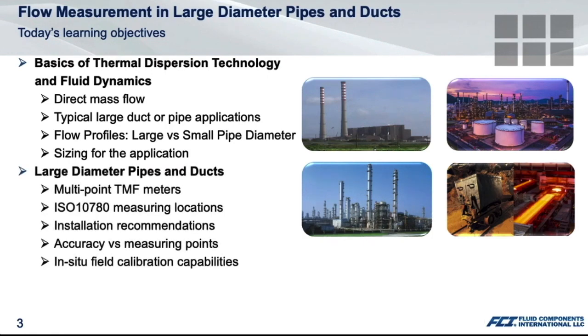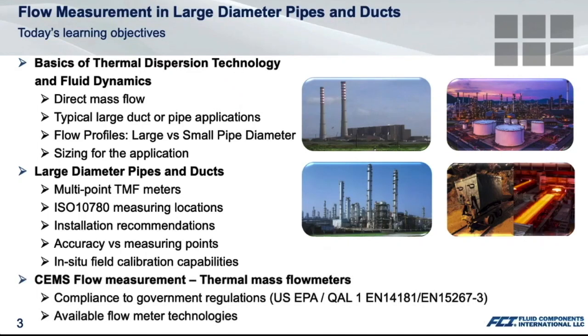We'll also discuss large diameter pipes and ducts, such as multipoint thermal mass flow meters, ISO 10780, which provides guidelines for measuring locations, and installation recommendations, accuracy versus how many measuring points are in the pipe or duct, and also in situ field calibration capabilities to increase the accuracy of the flow meter.